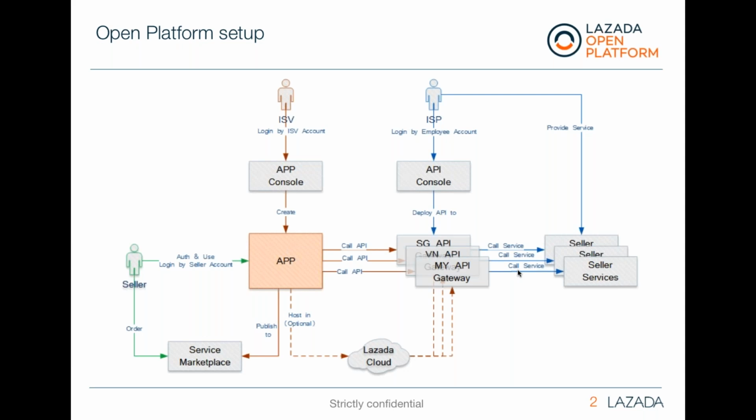This slide introduces the basic structure of the platform. You can see that on this platform we have several roles. The first is our Lazada seller, another one is the independent software vendor, the ISV, and the last is our internal development team. ISVs or sellers will be able to develop your application through the Lazada Open Platform, and your application will call the APIs of Lazada. And also these APIs are connected to the seller services of our Seller Center.